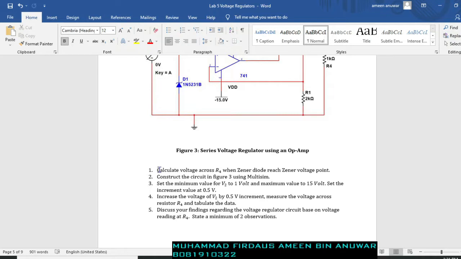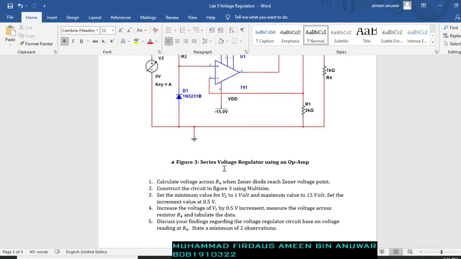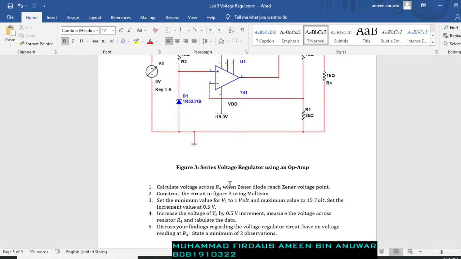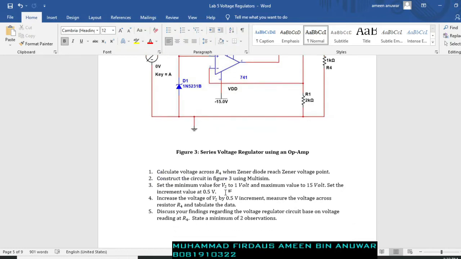The first one asks us to calculate the voltage across R4 here when the Zener diode, this one, reaches the Zener voltage point. The Zener voltage point is the voltage point at which the voltage across the Zener diode becomes stable. So it is called a Zener voltage. And for the Zener diode, this voltage can range from less than 1 volt to a few hundred volts. So number 2 is to construct the circuit in Multisim.